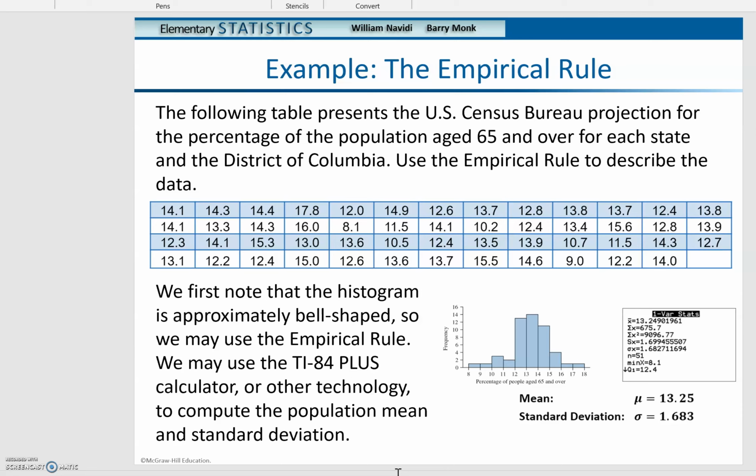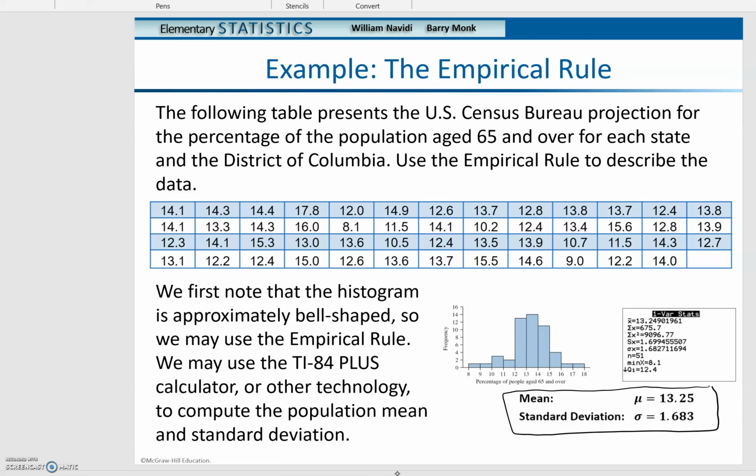As an example of the empirical rule, the following table presents the U.S. Census Bureau projection for the percentage of population age 65 and over for each state and the District of Columbia. Use the empirical rule to describe the data. First, you know that the histogram is approximately bell-shaped, so we may use the empirical rule. For your homework problems, you're not going to have to gather the data and make the histogram to determine this. They're going to tell you that it's a bell-shaped curve, and you automatically go to the information. So this information down here will be given to you.